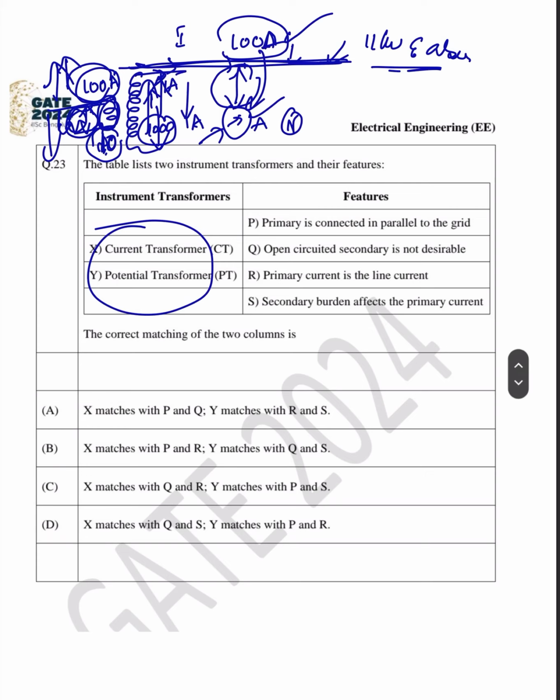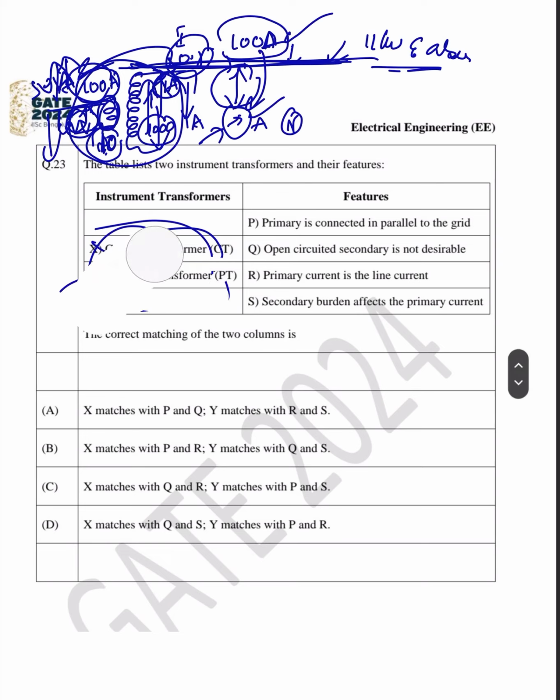So I reduced this to 1 ampere. Suppose this is 50 amperes, then this is 0.5 ampere. According to that scale multiplication factor, I can find the current actually carried in the power line. So like this I designed one small transformer, and the transformer is used as a current transformer. Like that, a potential transformer also we can design.